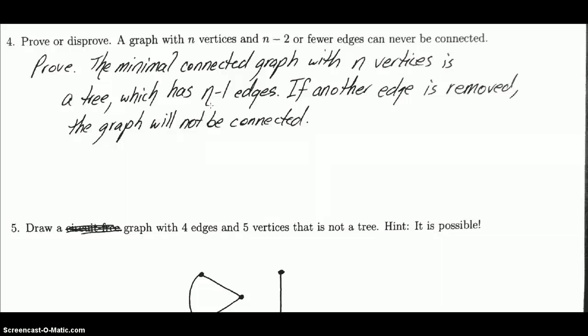Now, if we had a circuit and we removed an edge, we could still have a connected graph. In fact, if we have a circuit, there will always be at least 1 edge that we can remove and still have a connected graph. Then when we remove that, we either have a graph that doesn't have any circuits, so it's a tree, or maybe there still are circuits. As long as we have circuits, there's always at least 1 edge that can be removed until we get down to a tree. Once we get to a tree, we can't remove any more edges.